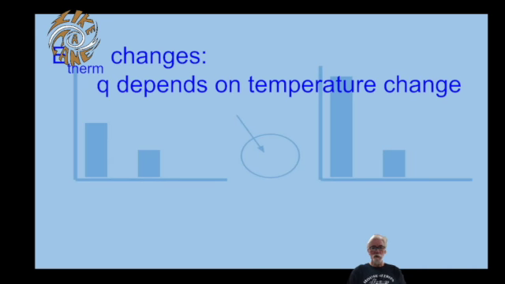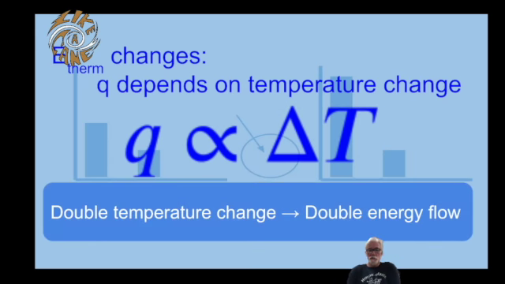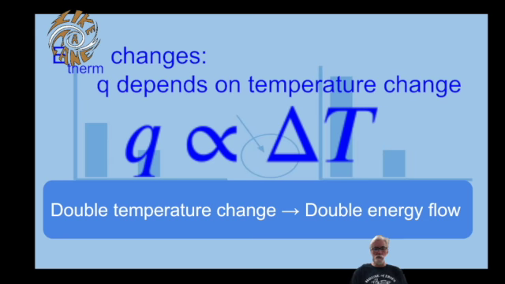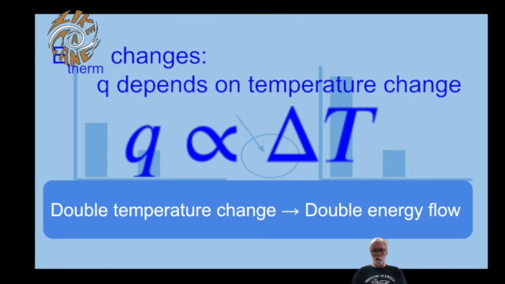One of the things that we found out that E-therm changes depend on is the temperature change. We saw that when we doubled the amount of temperature change, we had to double the amount of energy that was added because we had to double the time with the same heater plate or hot plate setting. So when we double the temperature change, we had to double the energy flow. That means that they're directly proportional.